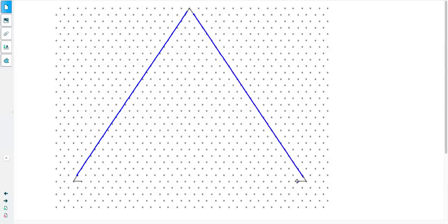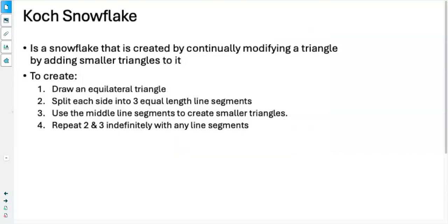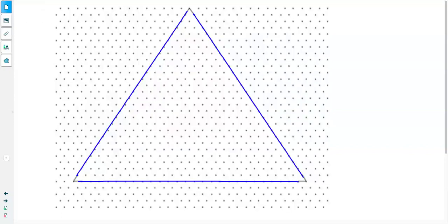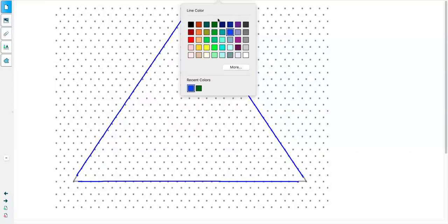So we have our starting equilateral triangle. And then we'll go into our first stage of our Koch snowflake. So if we go back, we're going to split each side into 3 equal length line segments. So I'm going to just change up what color I'm using.